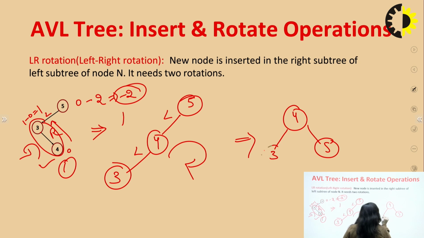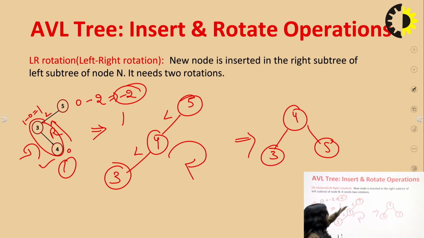So now it comes to 4, 5 and 3. Here it needs two rotations. First one is anti-clockwise, and rotate here with 4 like anti-clockwise. In anti-clockwise, 4 will come to the upper side and 3 will come to the right side of 4.